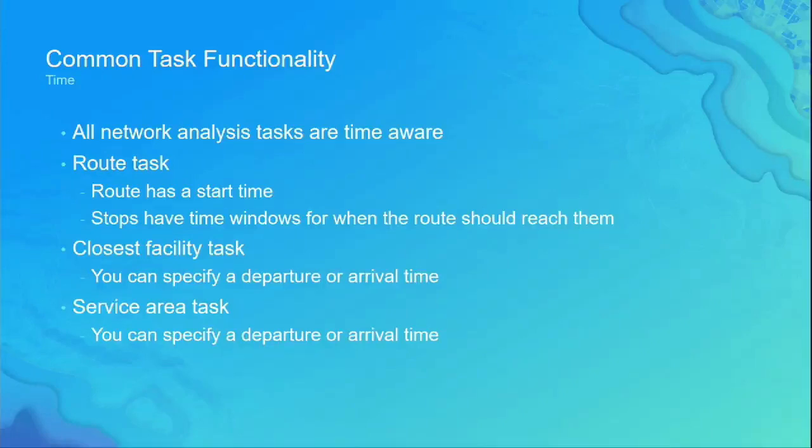Another piece of common task functionality is that all of the network analyst tasks are time enabled. The route task can have a start time. You can say I'm leaving at 8 in the morning. You can say that stops have time windows. I need to visit this house between 9 and 10 in the morning and that house between 10 and 11 in the morning. For the closest facility task, you can specify a departure or an arrival time. And also for the service area task, you can specify a departure or an arrival time. So you can calculate the area that I can reach within 5 minutes. That's more of a fire station type scenario, like where can I get to? Or if you're a business, you can say, who can reach me within 5 minutes? That's more of a department store scenario or a business scenario.